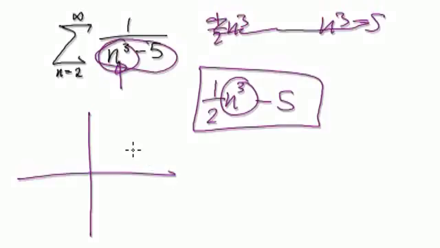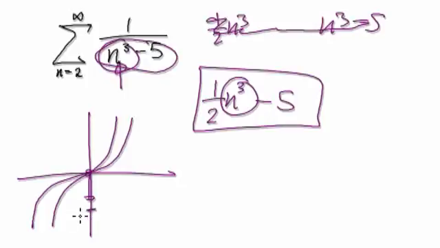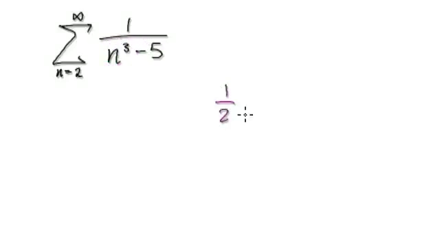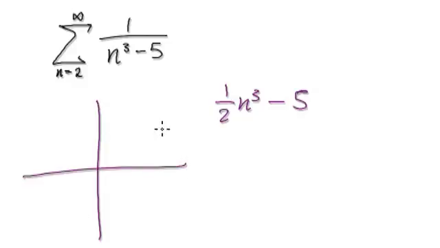So n to the power 3 looks something like this. Half n to the power 3 would be slightly fatter. And then you minus 5, so you drag the whole thing down by 5, so the intercept will be here. So if you consider half n to the power 3 minus 5, your graph will look something like this. This here is minus 5.